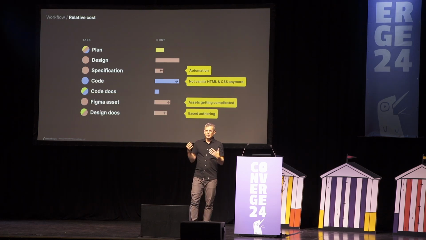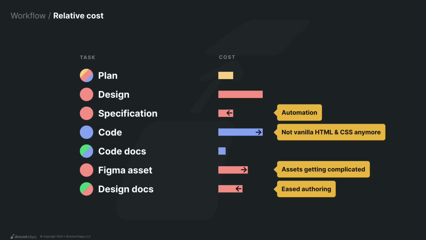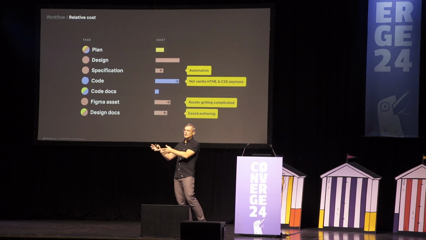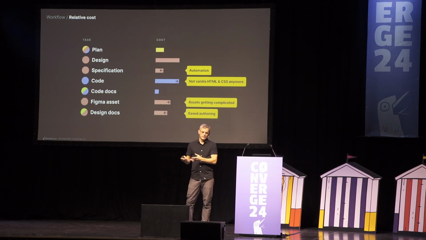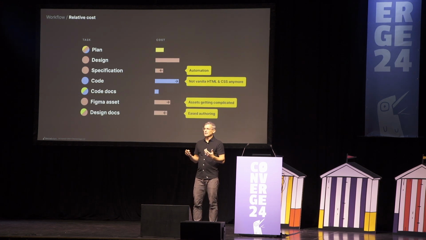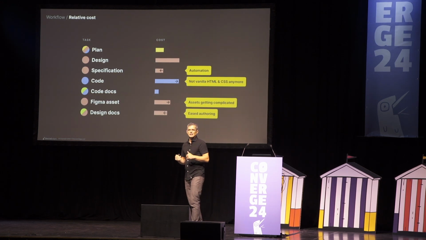Over time, I've been monitoring how much does it cost? How much time should I expect it to take? It depends on the scope of the component. A progress stepper or a modal is going to be a lot more expensive than some other simpler component, presumably. But there are also per step some things I'm seeing. With specification, oh my gosh, can we make that cost less?